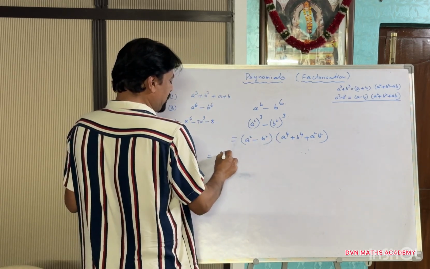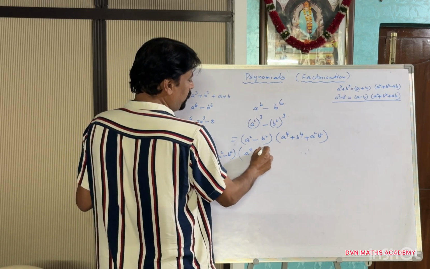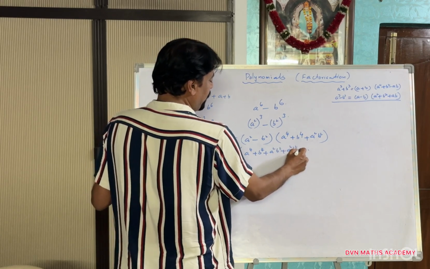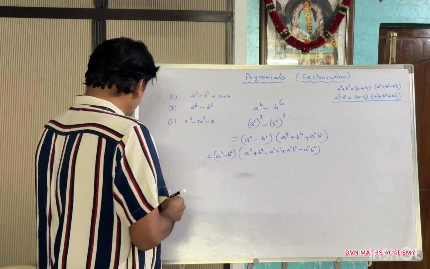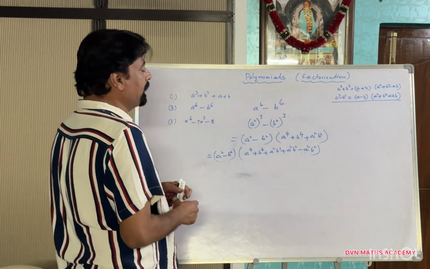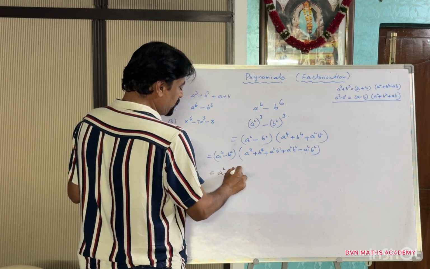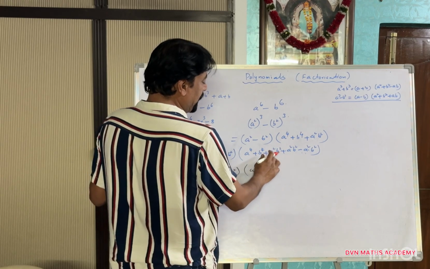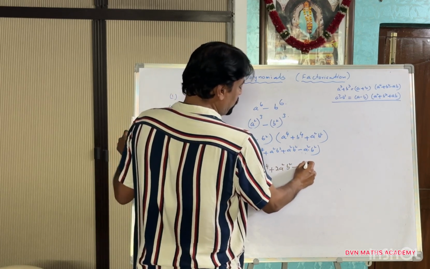So my next step is a square minus b square, and here I am doing a to the power of 4 plus b to the power of 4 plus a square b square. I am adding one a square b square and subtracting a square b square. Now you see, this is a square minus b square, next is a to the power of 4 plus b to the power of 4 plus 2a square b square minus a square b square.